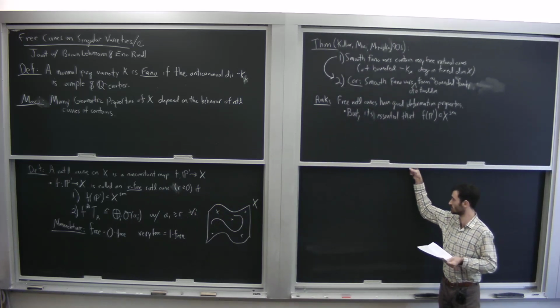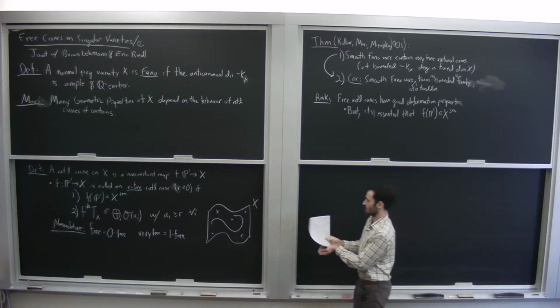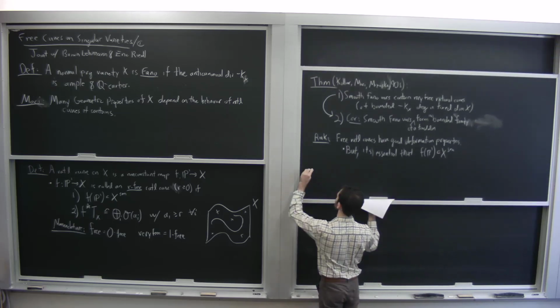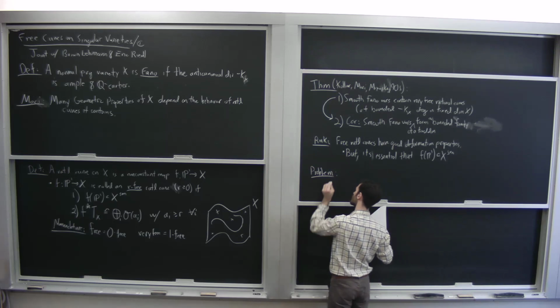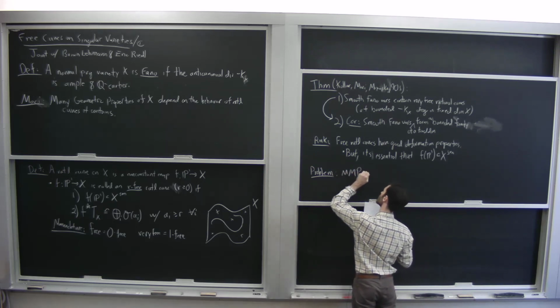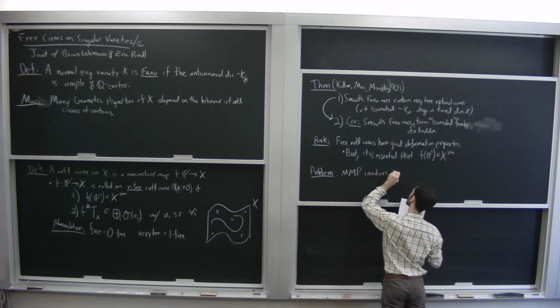I'm thankful for the questions, so please keep them coming. Okay, and so what's the major problem here? The problem is that the MMP involves singular varieties.